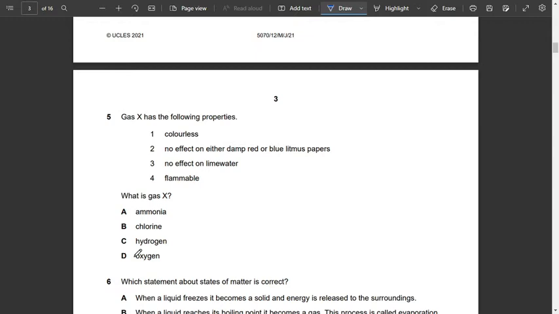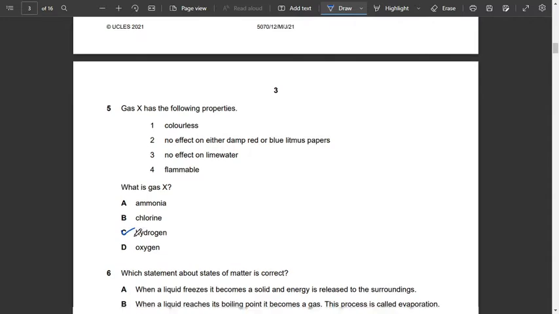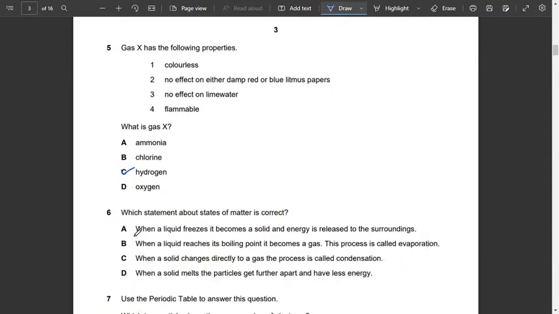Chlorine is again not the right option. Hydrogen can be the option. Oxygen is not the right answer because it does not match the properties that are given to us. So for this, the answer is hydrogen. Moving on to MCQ number 6, which statement about states of matter is correct?